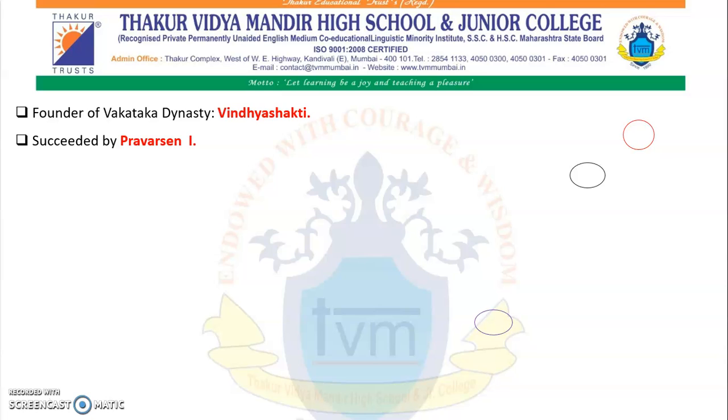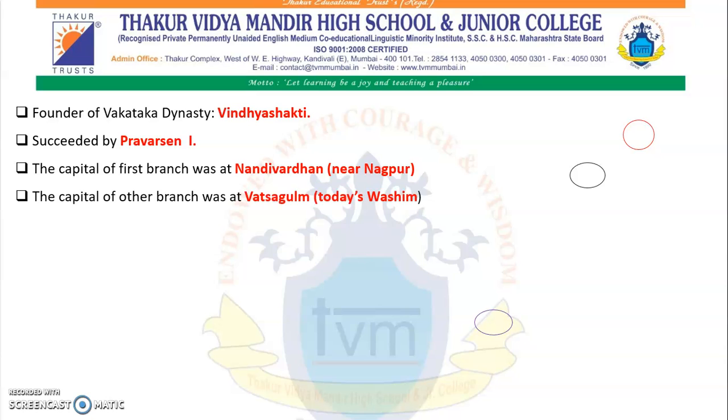After his death, the kingdom of Vakataka got divided into different parts, and there were two main branches. The capital of the first branch was Nandivardhan near Nagpur, and the capital of the other branch was Vatsagulm, which is today's Washim in Maharashtra. Pravarsen I, son of Vindhya Shakti, extended the Vakataka kingdom in the north up to Malwa and Gujarat, and in the south up to Kolhapur.